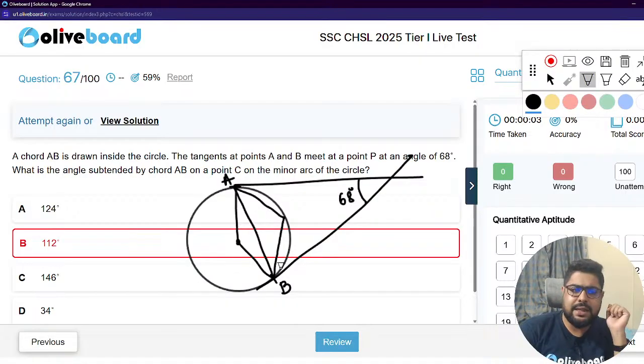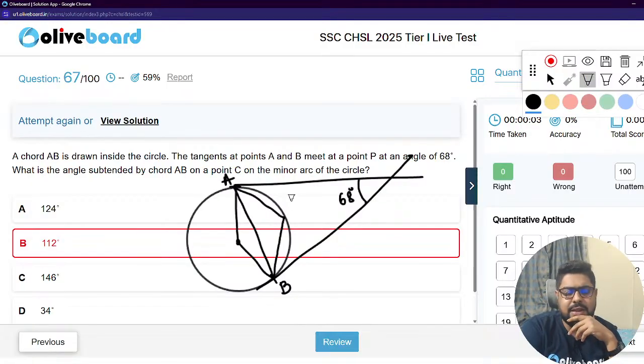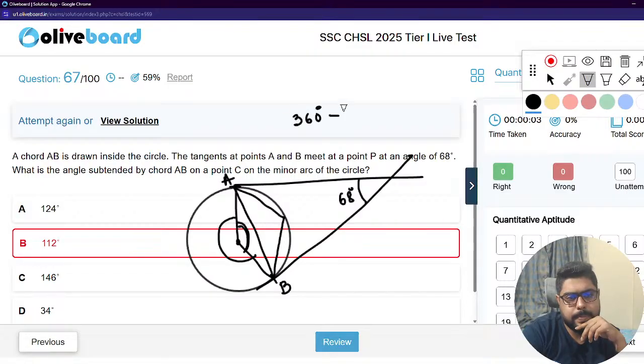Now the problem is that they have not mentioned whether this chord is like a tangent. Since it is a chord, it will be here, it cannot be the minor arc. There is no other option. There is absolutely no other option. This is 112 degree. This is 360 minus 112, this angle, divided by 2 will be this angle. Sir, 180 degree minus this is 56 degree.